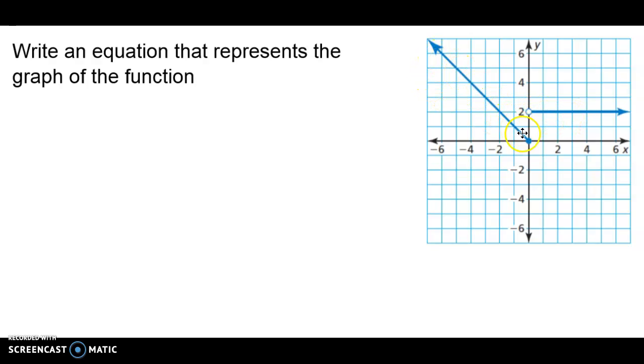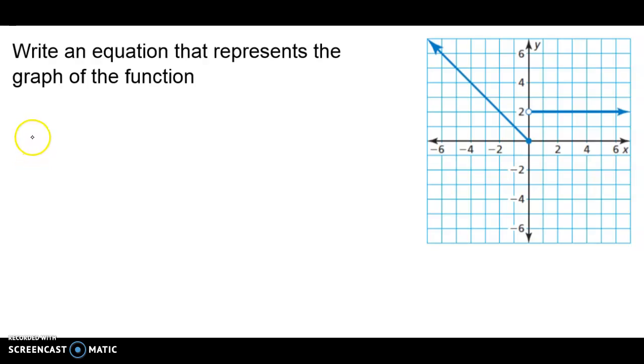One is a slanted line starting from the origin going to the left upward, while the other is another line with an open circle at x is equal to 0, and then it goes straight, following a constant rate of change going to the right. So how are we going to write a function to represent this graph?